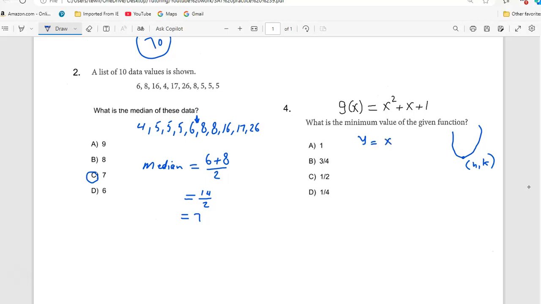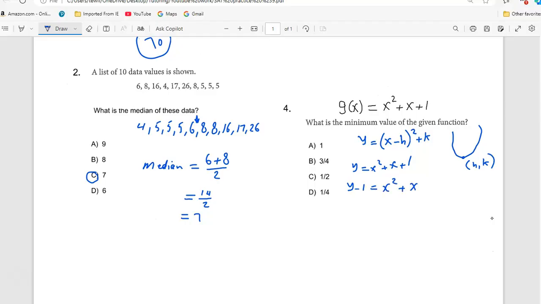x minus h squared plus k. If we put this equation in this form, we can read what h and k are, and our answer will be k, which is the minimum. So how do we do this? We have to square a binomial. We have to complete the square here. So to complete the square, I'm going to put g of x, which is y, equal x squared plus x plus 1. To complete the square, I'm going to take the constant 1 and put it to the other side, subtract 1 from both sides.